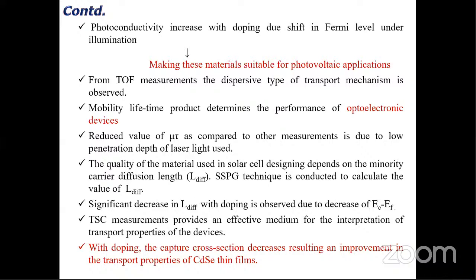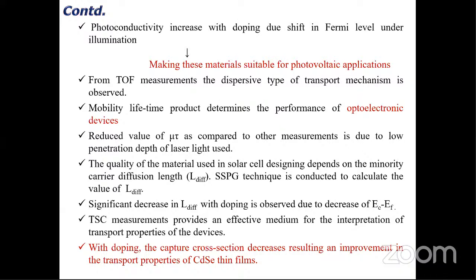Then from time of flight measurements, the dispersive type of transport mechanism is observed. Mobility lifetime product determines the performance of optoelectronic devices. And here we have obtained the reduced value of mu tau as compared to other measurements. It's basically due to the low penetration depth of laser light used, because in experimental field we have limitations also. These are costly equipment, so whatever is available in the laboratory, that is used for that purpose.